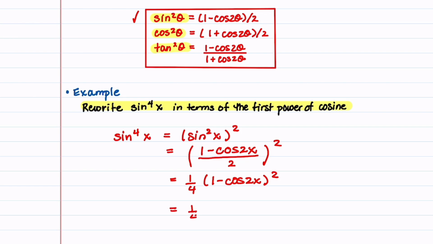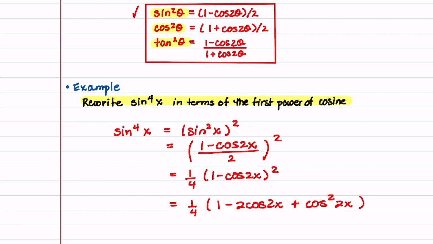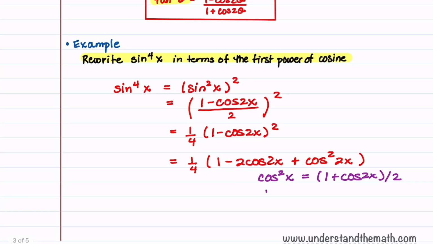This is equal to 1/4 times 1 minus 2 cosine 2x plus cosine squared of 2x. We'll now use a power reduction formula for cosine squared. We have cosine squared x is equal to 1 plus cosine 2x divided by 2. That tells us that cosine squared of 2x is equal to 1 plus cosine 4x, because we had to double the angle, all divided by 2.